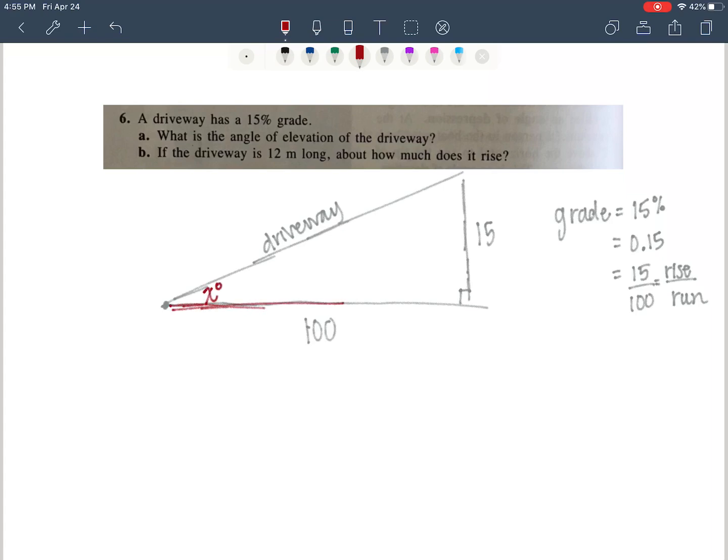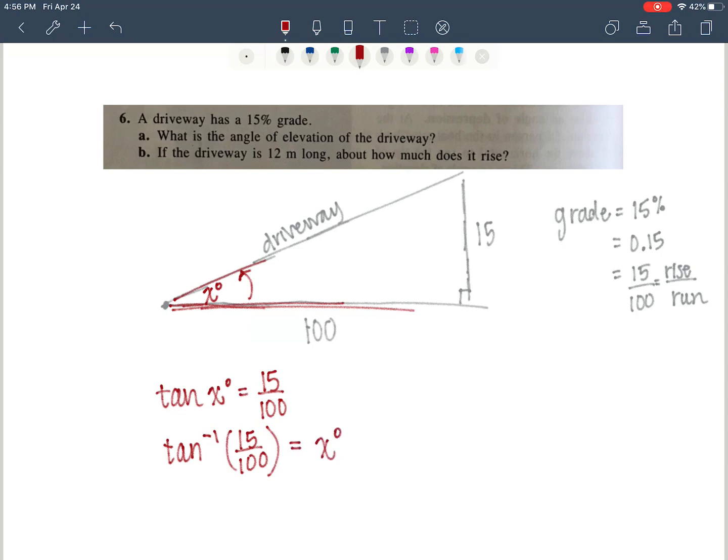So here I've got an angle of elevation. I'll be able to find that angle of elevation of the driveway. And I can do that using tangent because I know the opposite and the adjacent side. So the tangent of x degrees is equal to 15 over 100. In order to find the angle, I'm going to have to put the ratio into the tangent function. So I'm going to have to use inverse tangent of 15 over 100 is equal to x degrees.